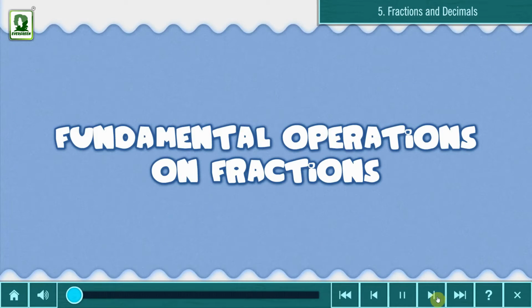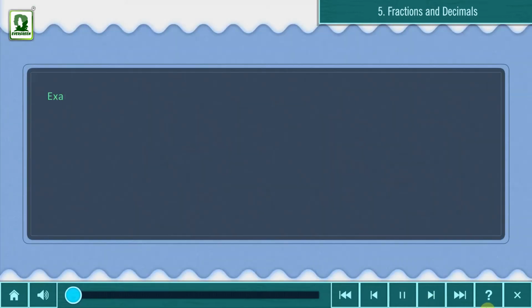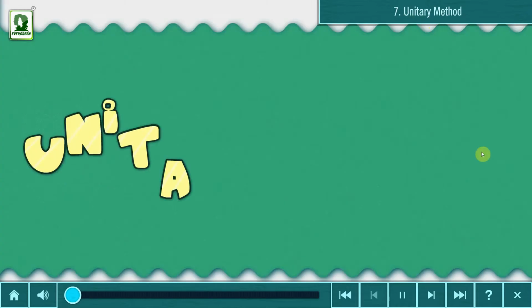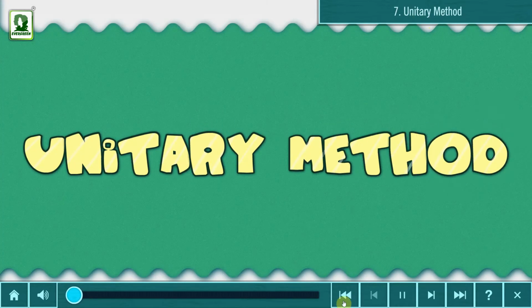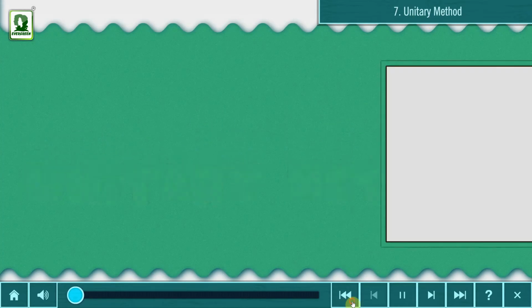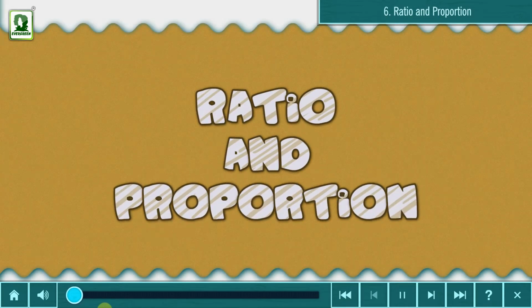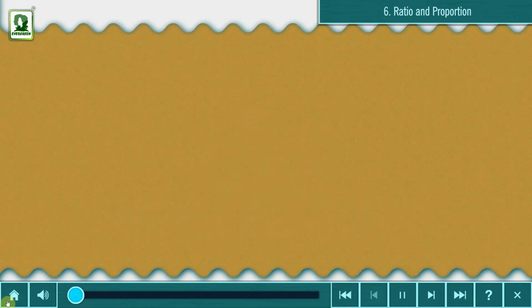Fundamental operations on fractions. Let's understand with a few examples. Ratio and proportion. Unitary method. Ratio and proportion.